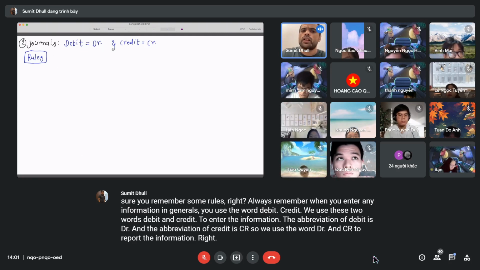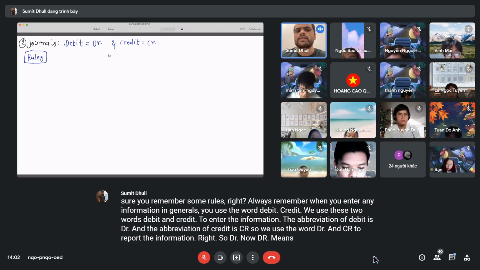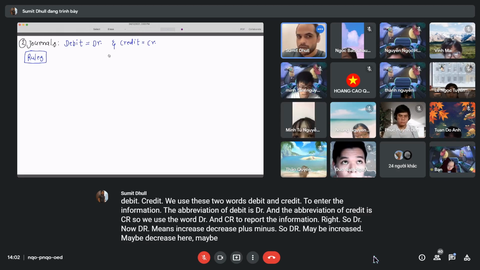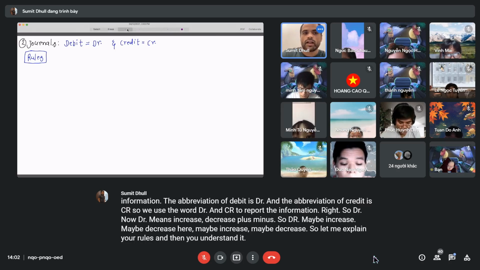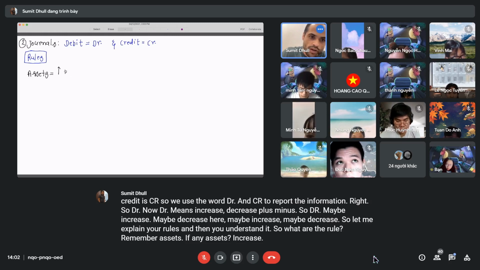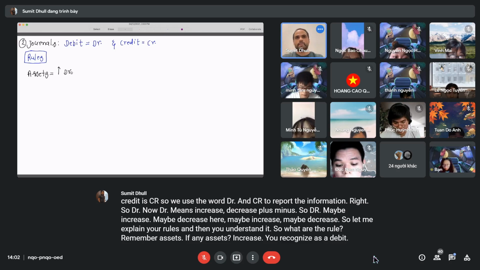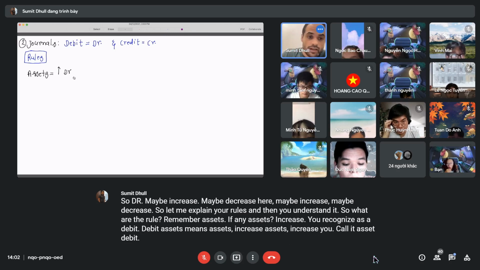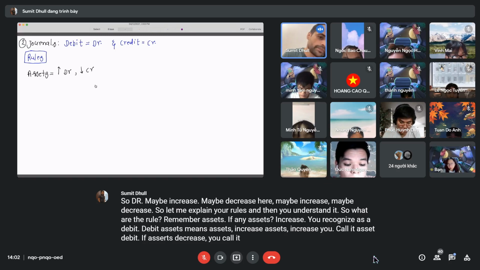Now DR may mean increase or decrease, and CR may mean increase or decrease. So let me explain the rules and then you will understand. What are the rules? Remember, assets. If any assets increase, you recognize it as a debit. Debit assets means assets increase. If assets decrease, you call it assets credit.